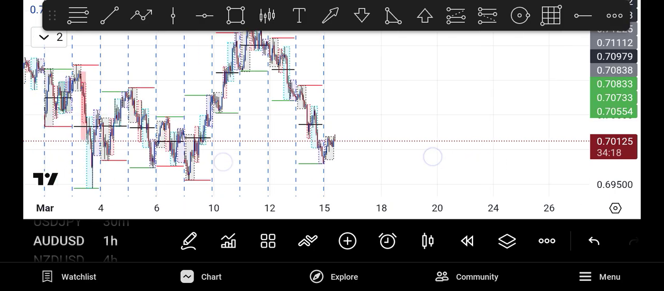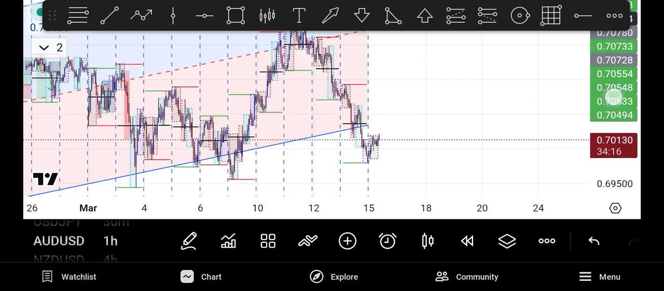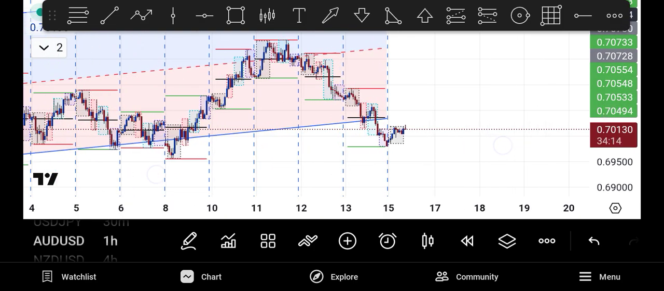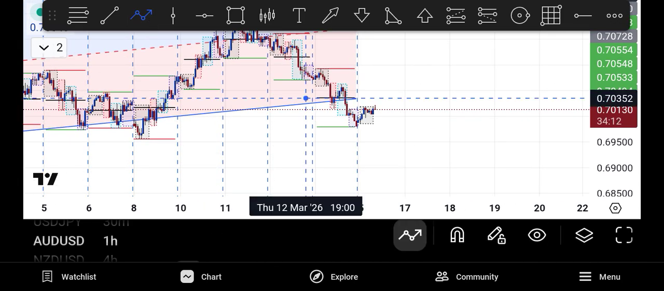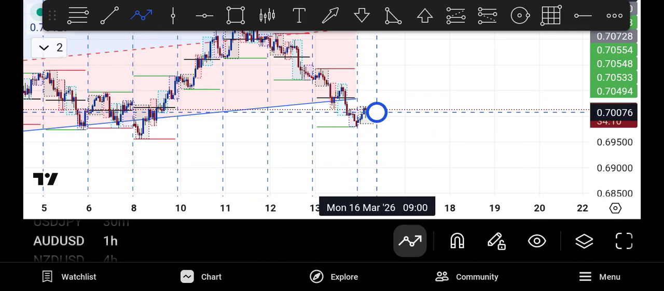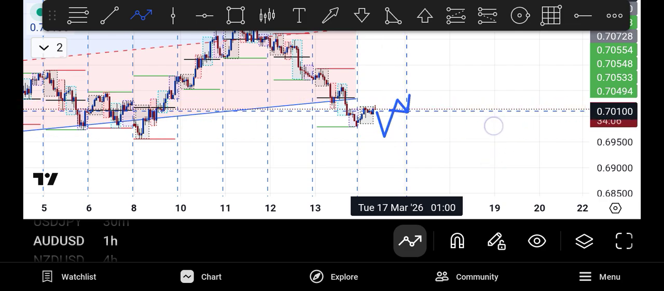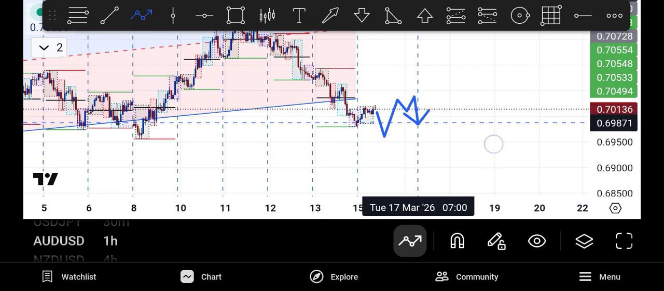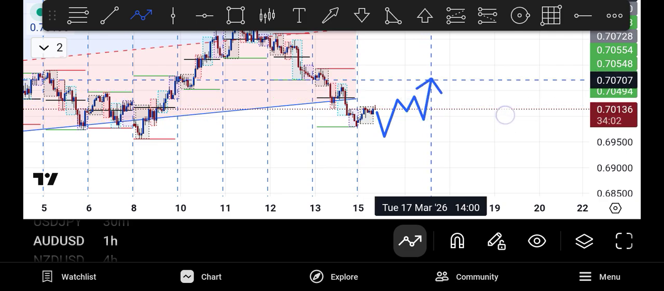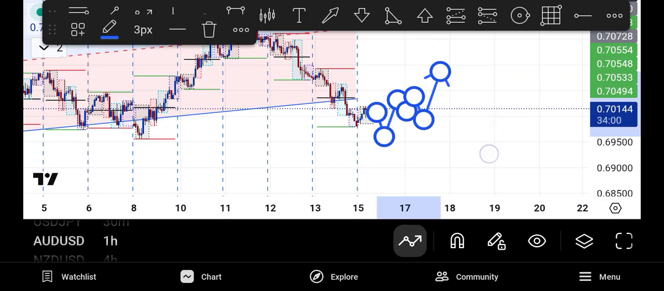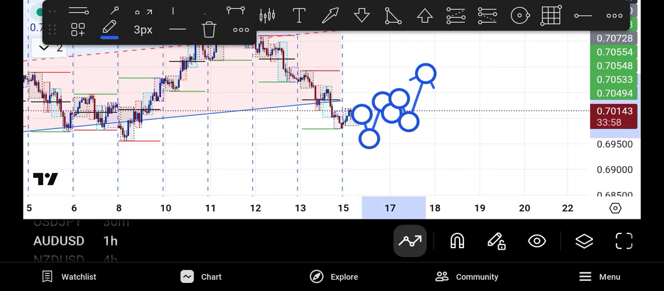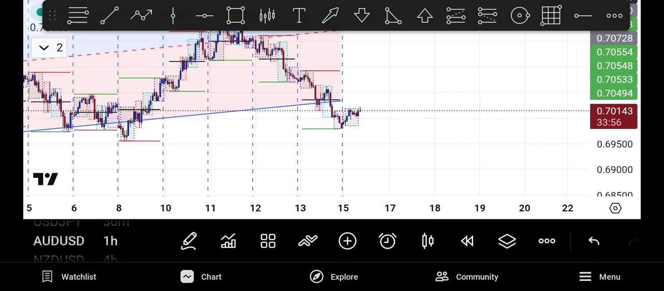AUD this one is bullish, so I'm looking for buys. Same setup, guys. I don't know if you can see the repetition of what I'm actually saying. It's always this type of entries. The market tends to move like this most of the time.